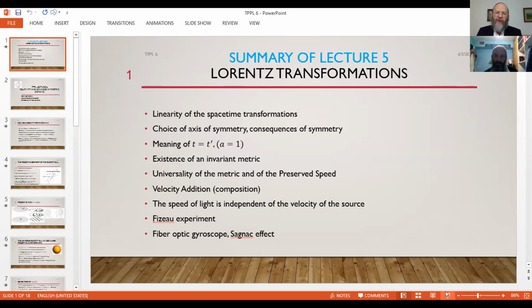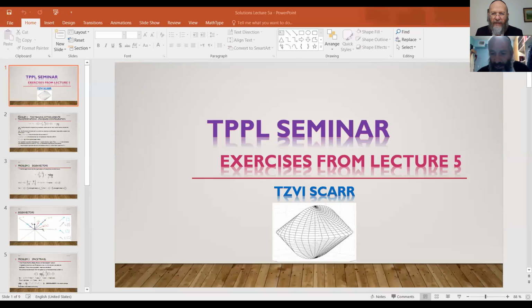I asked Oscar to prepare some exercises on this lecture, and I'm transferring the podium to him now. Okay, hello everybody. Here are some exercises which Jakob and I developed, which we hope will increase your understanding of the Lorentz transformations and the Einstein velocity addition.